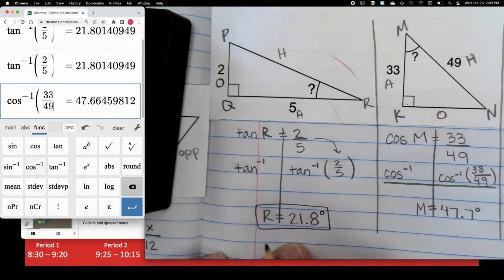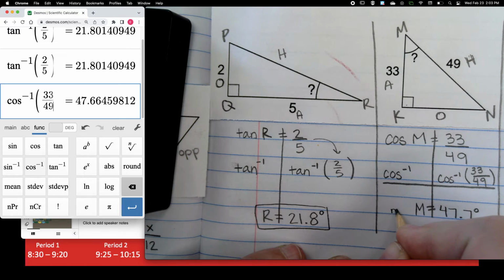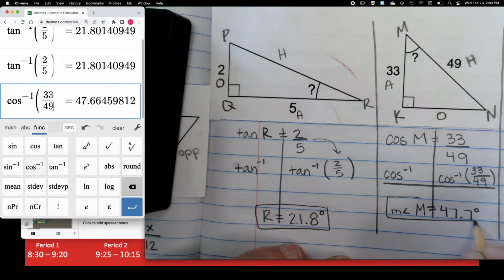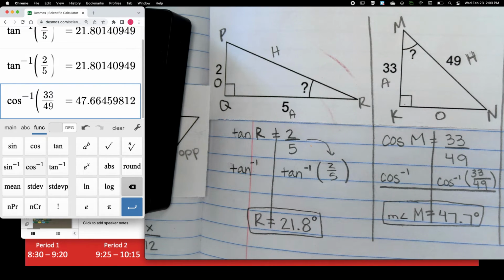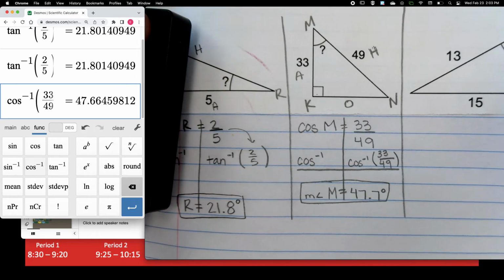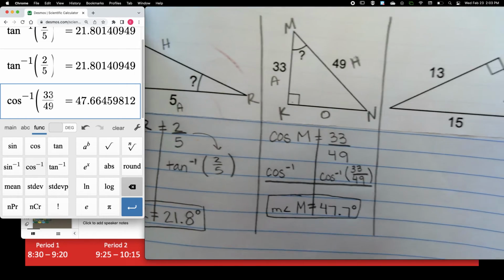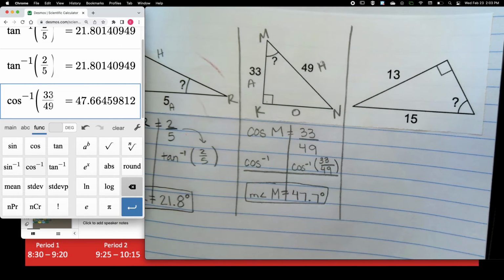Now, last time we weren't super official. We just said R equals. This is an angle, so remember we want to do that lowercase m and that angle sign. That's the measure of angle. So that measure of that angle is 47.7. All right, last one that we're going to do as notes, and then we're going to do a couple as practice problems all together.